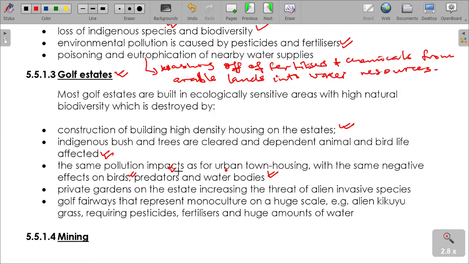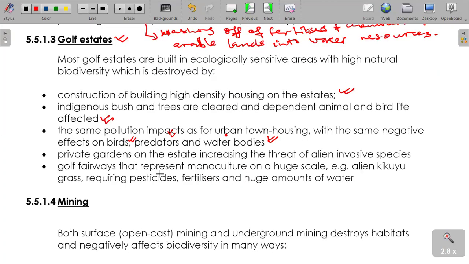So for example, there are pesticides that are sprayed sometimes by people who are using those golf courses, killing some insects there. These insects are now eaten by the birds, and eventually the birds will die.